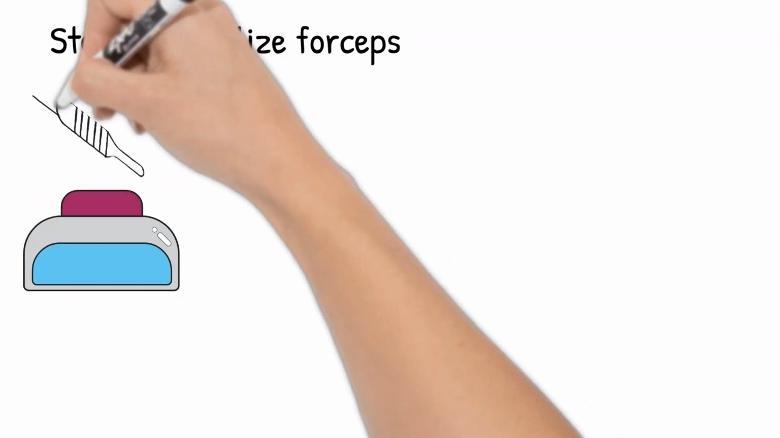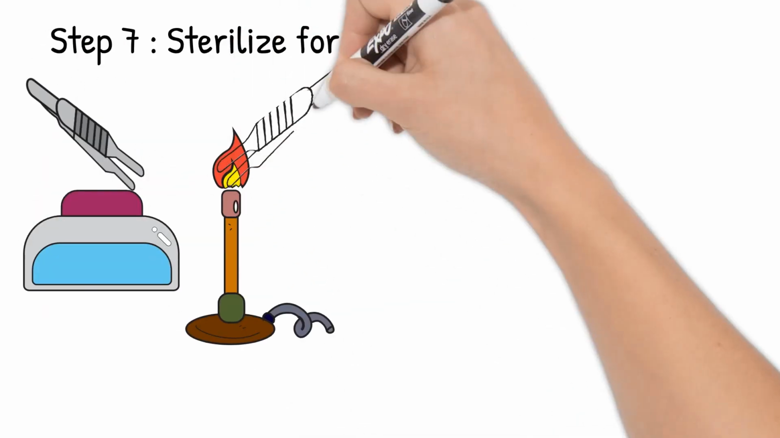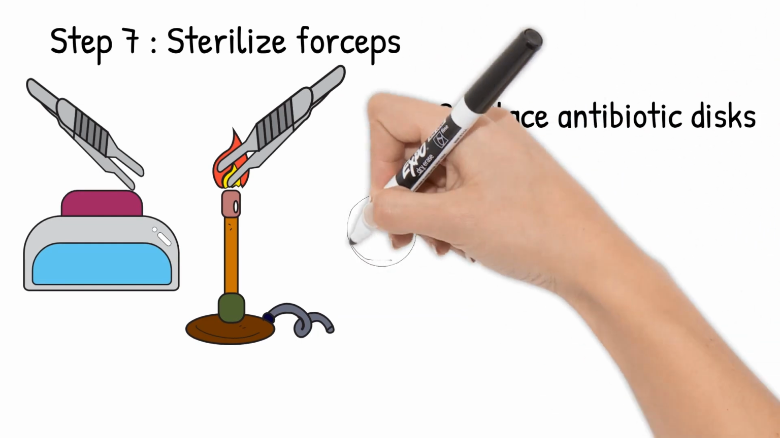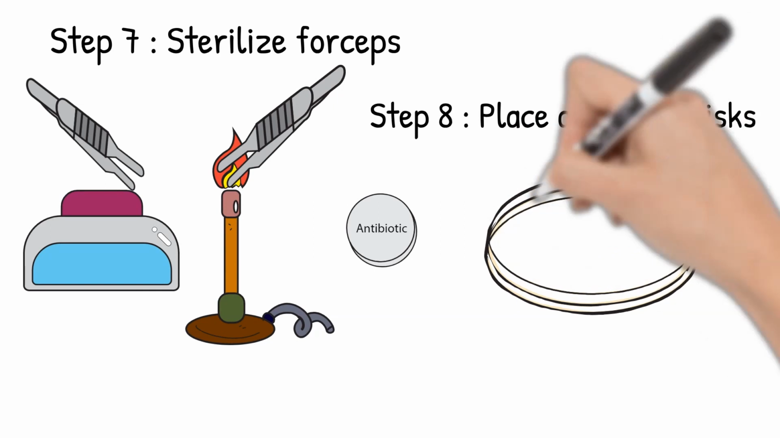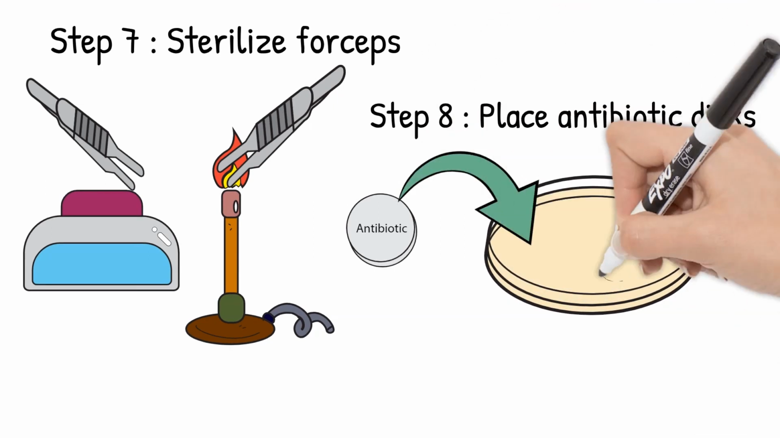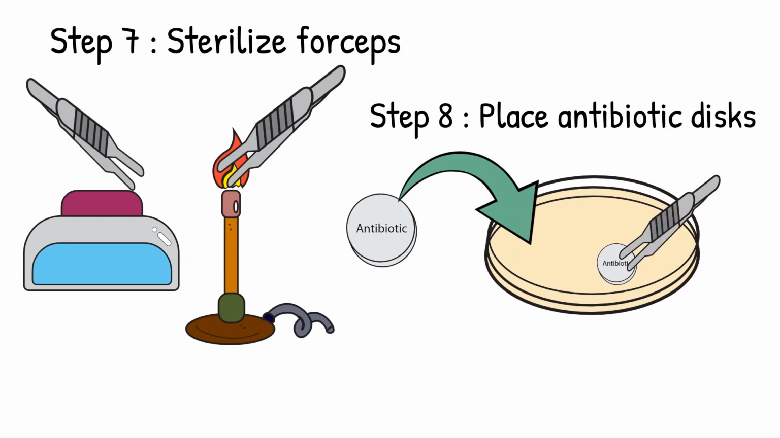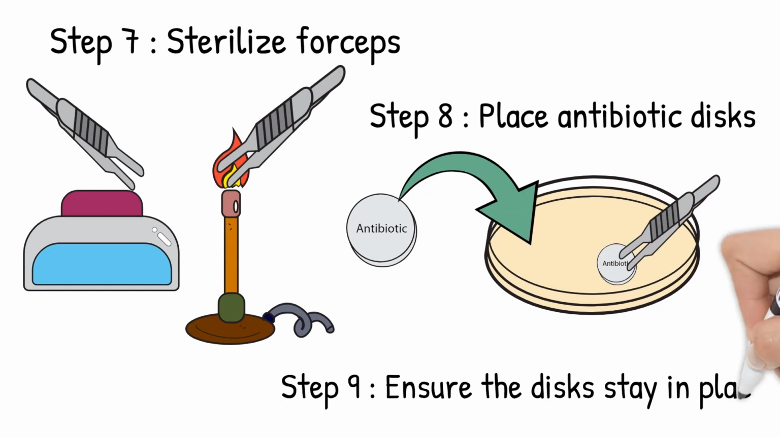Step 7. Sterilize forceps by dipping them in alcohol and passing them through flames. Step 8. Pick up an antibiotic disc and place it on the plate. Step 9. Use the forceps to press on the antibiotic disc lightly to make sure that the disc will not fall off the plate during the incubation.